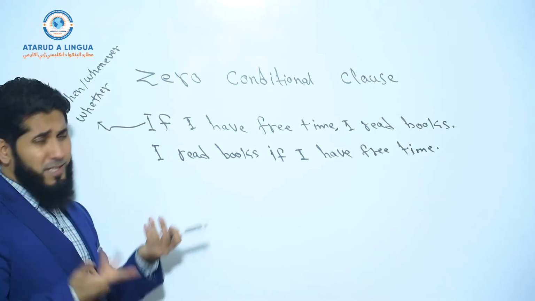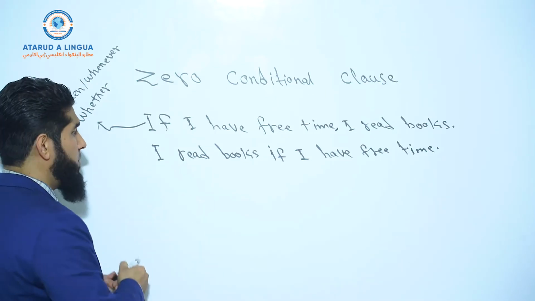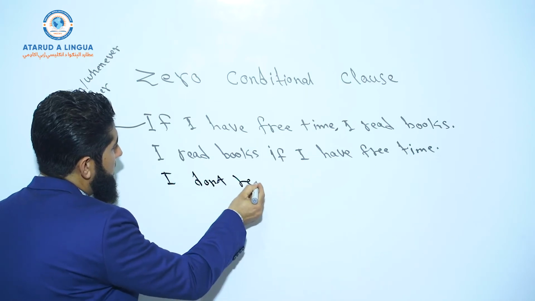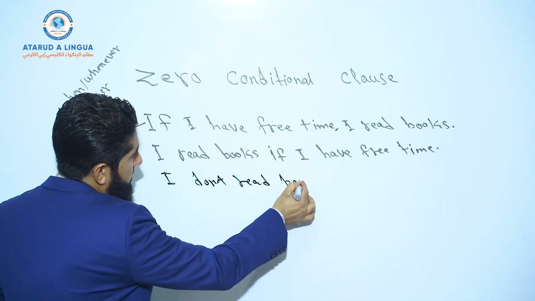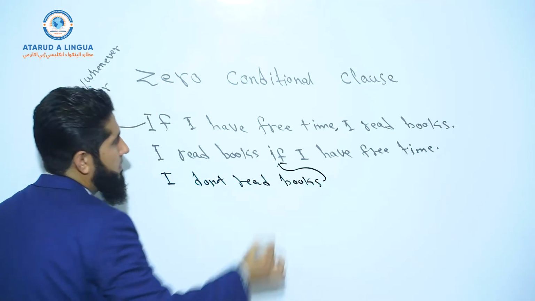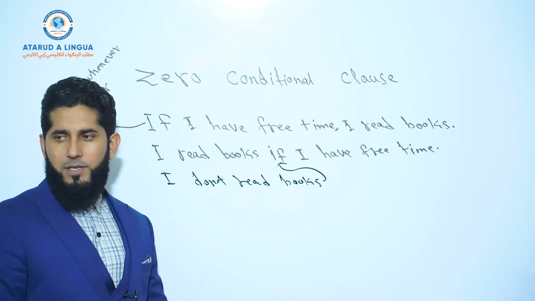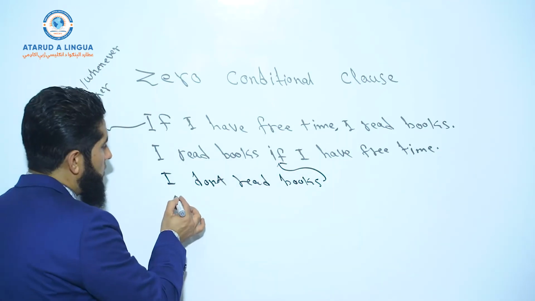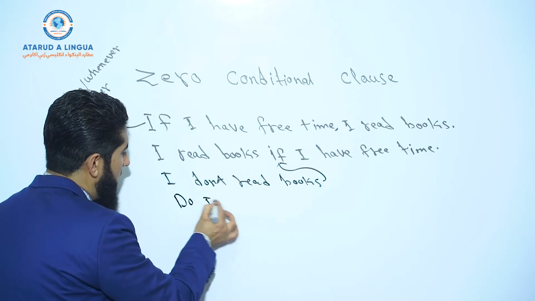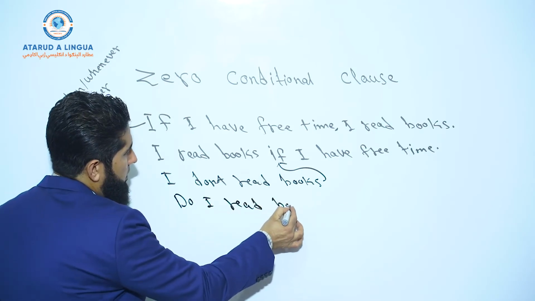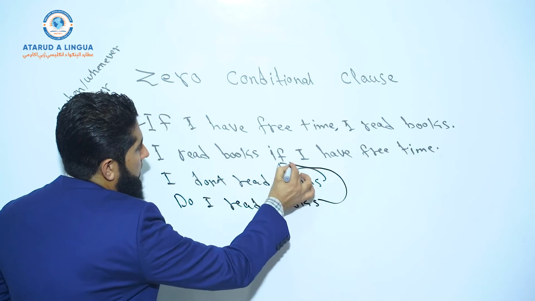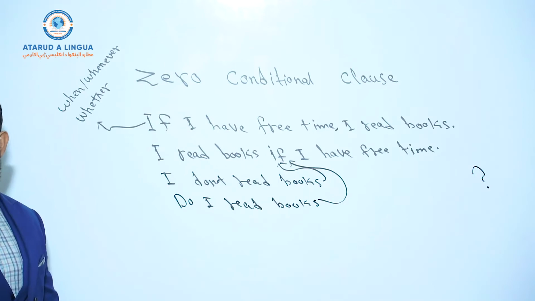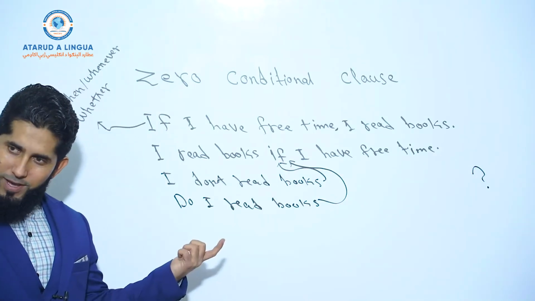So what tense is this? Simple present tense. Okay, I read books, and I don't read books if I have free time. So this is how you make it negative. You do not bring any changes in if clause, okay? And if you want to make it interrogative: Do I read books if I have free time? And of course, at the end, you need a question mark. Right?